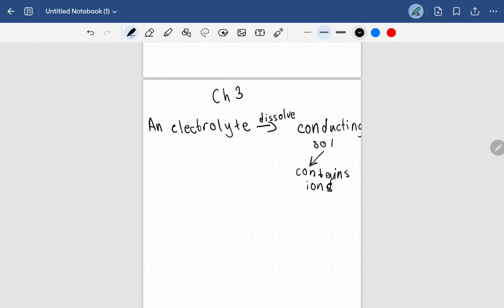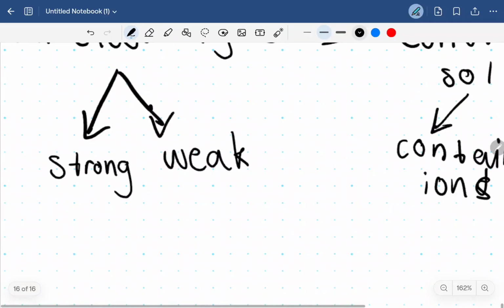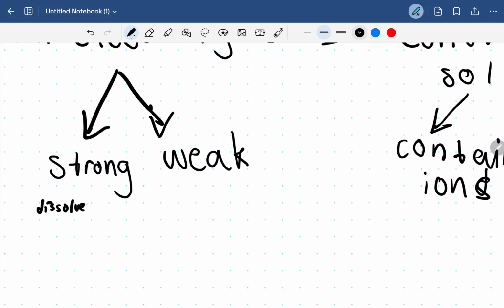So now we have two different types of electrolytes. We have strong and weak electrolytes. A strong electrolyte dissolves fully, or exclusively, as you might see it. Whereas a weak one will dissolve partially.